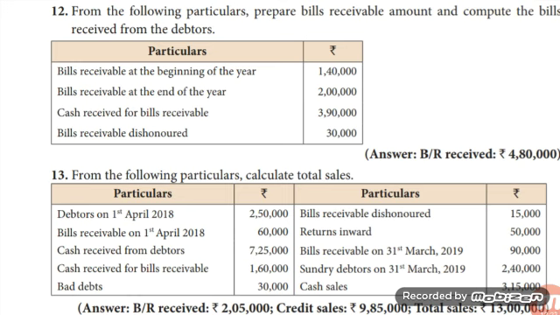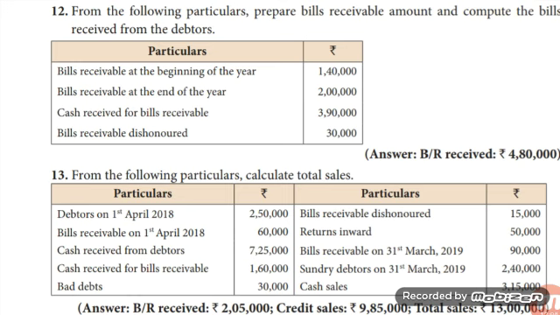Next, all other items on the opposite side. First, by cash 3,90,000. By debtors (bills receivable dishonored) 30,000. Then by balance carried down, closing balance amount 2 lakh. While balancing bills receivable account, you will get bills receivable received during the year. The amount is 4,80,000.